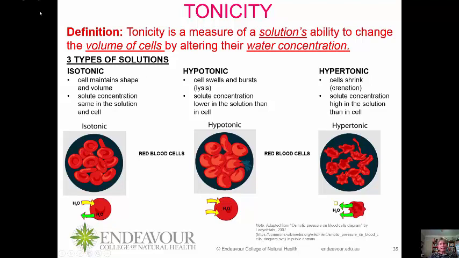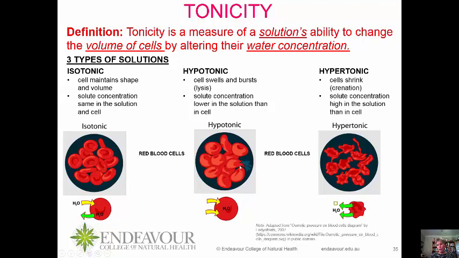So to explain each of them, if you've got an isotonic solution around the red blood cell, the cell maintains its shape and volume. It means that the solute concentration is the same in the solution and the cell. You can see water moves in and the same amount of water moves out.